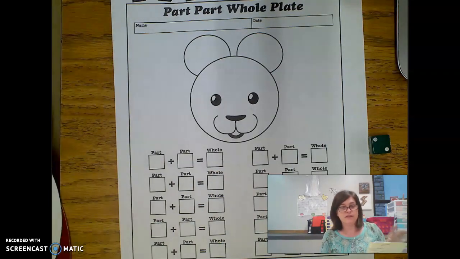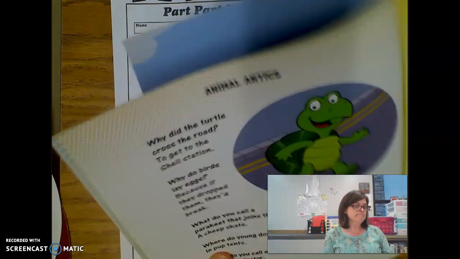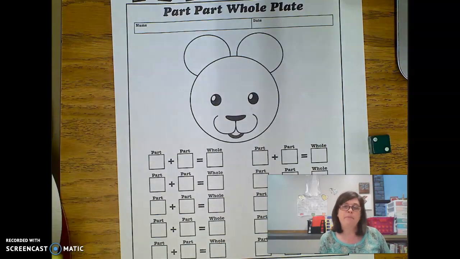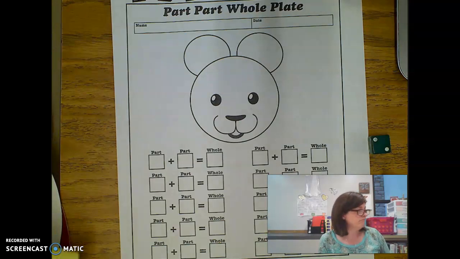Oh, I almost forgot. Gotta do our joke for today. Where do young pups sleep when they camp out? In pup tents. See you later.